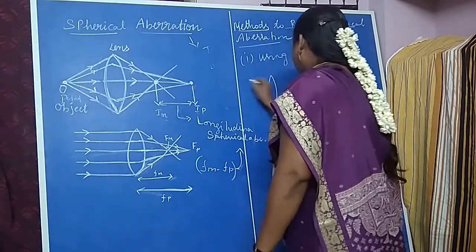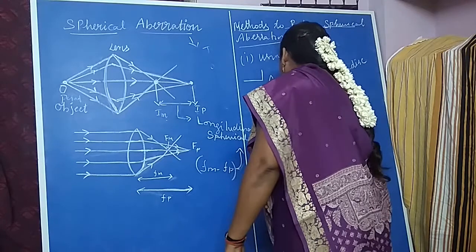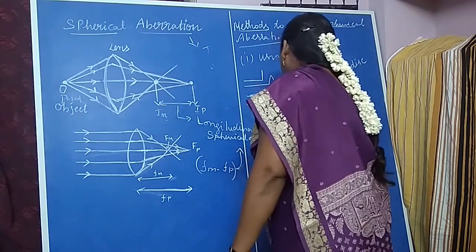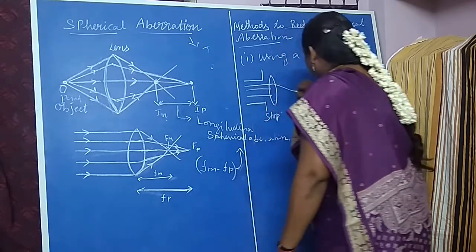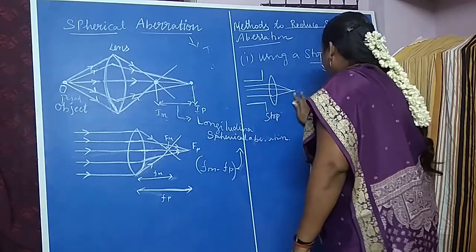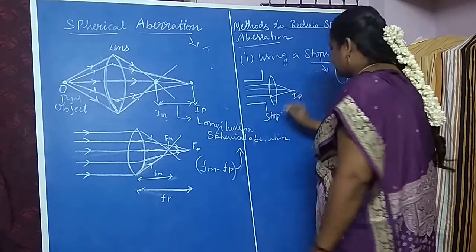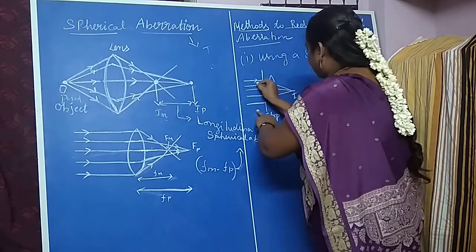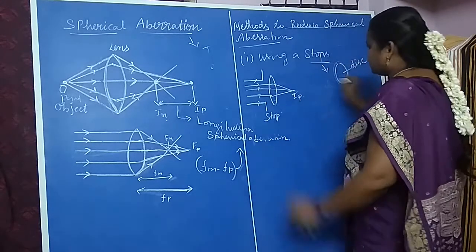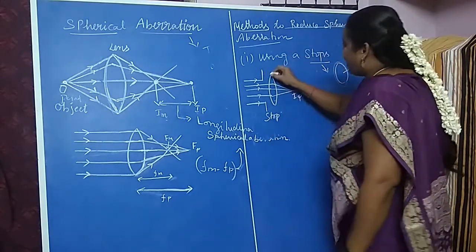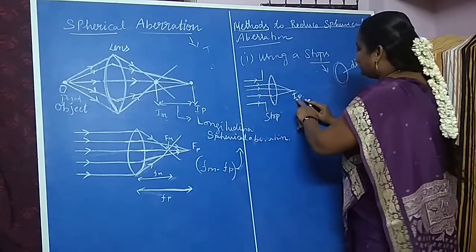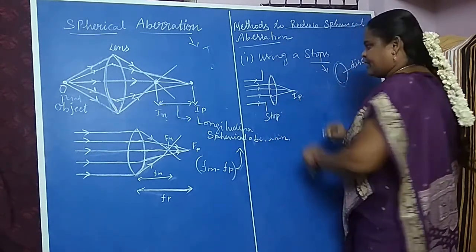Here we are using a stop to cut the marginal rays. This is the stop, and it allows the paraxial rays to form the image. So we get the image due to the paraxial rays. These marginal rays are cut using a stop. A stop is nothing but a circular disc to reduce the aperture of the lens and cut the marginal rays. So we will get the image for the paraxial rays.